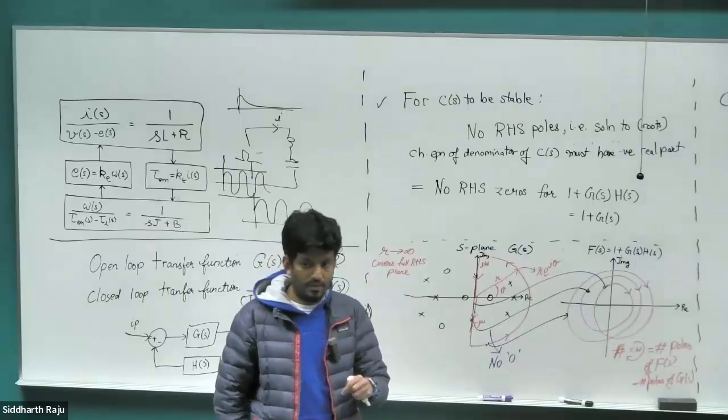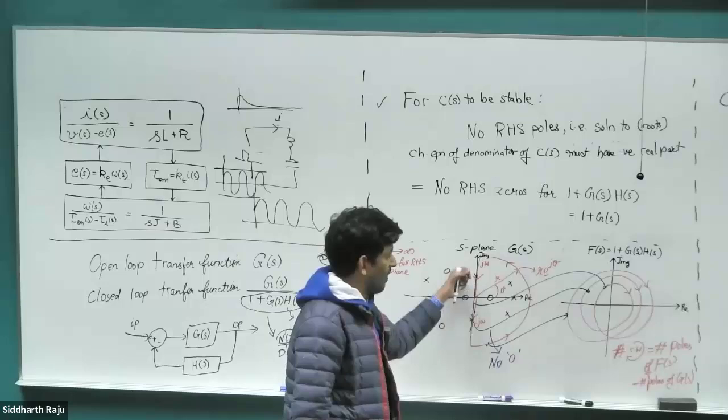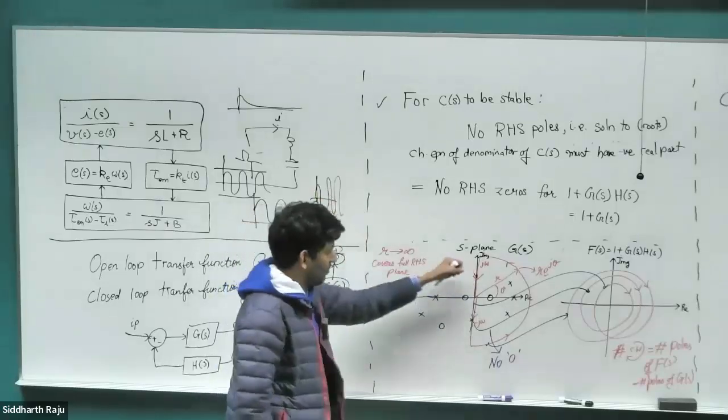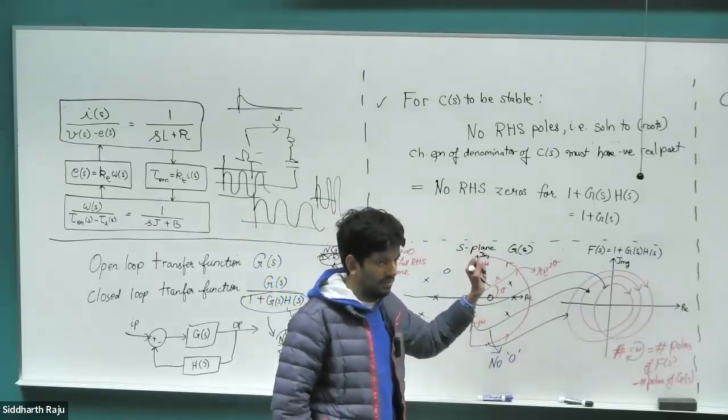Any questions? Yep, John. Oh, just a second, before I come to that: that is if you have one pole. If you have a double pole, it will become exponentially large. So this is only for one pole on the jω axis. If you have a double pole on the jω axis, it's definitely an unstable system.